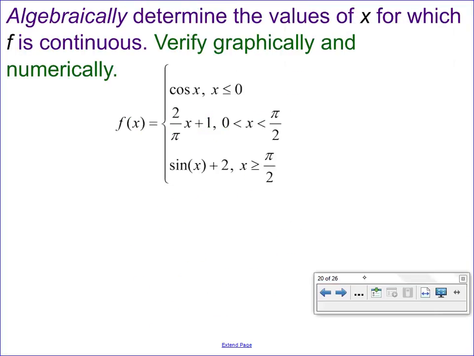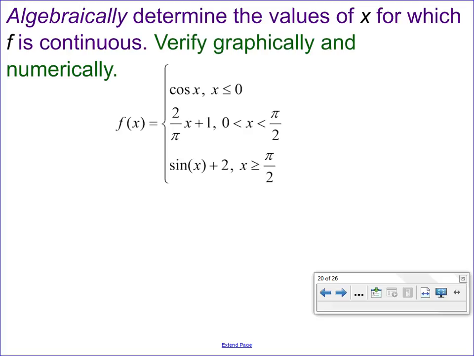Let's go ahead and consider a different piecewise defined function. And again, we'll keep our break-even points here now. Cosine of x gives the function values if we're looking to the left of or equal to 0. 2 over pi x plus 1 gives our function values if we're looking in between 0 and pi over 2. And sine of x plus 2 if we're looking to the right of or equal to x equals pi over 2. All right, let's algebraically determine the values of x where f is continuous.